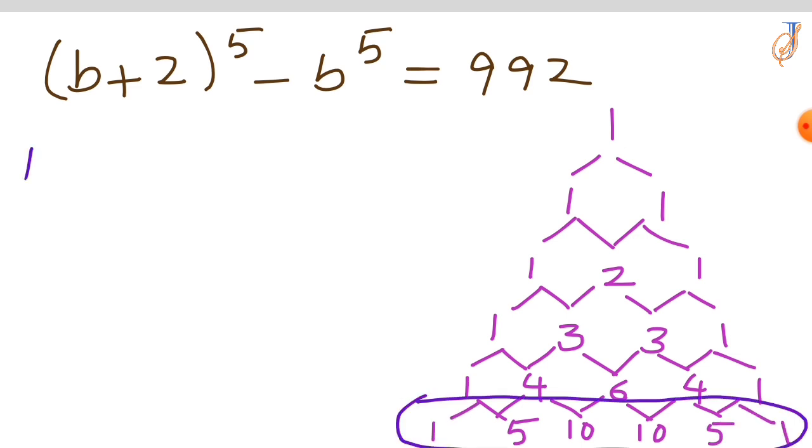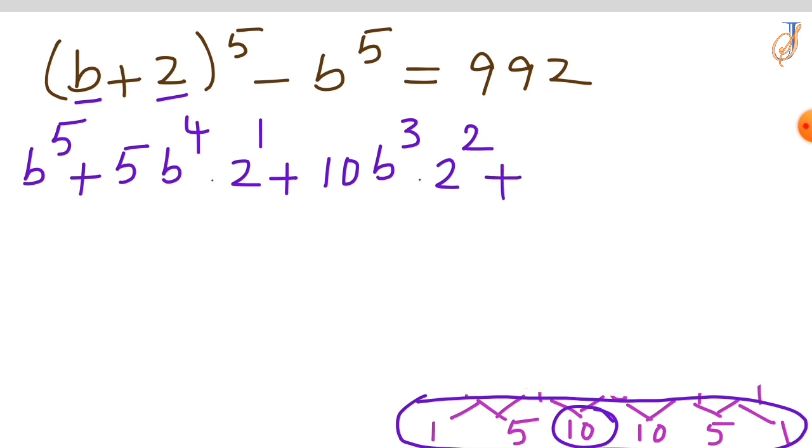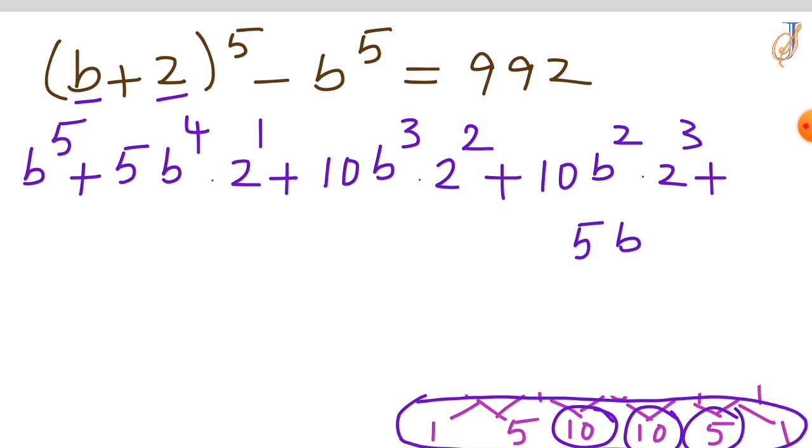b to the power of 5, plus 5 times b to the power of 4 times our b value, which is 2 to the power 1, plus the next number is 10. So 10 b to the power 3 times 2 to the power 2, plus again we have 10. So 10 b to the power 2 times 2 to the power 3, plus 5 b to the power 1 times 2 to the power 4, plus the final one is 2 to the power 5.